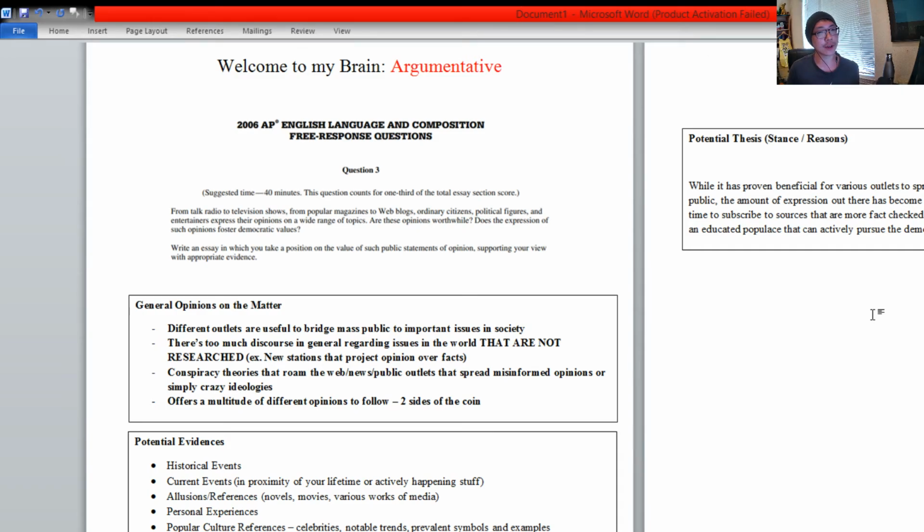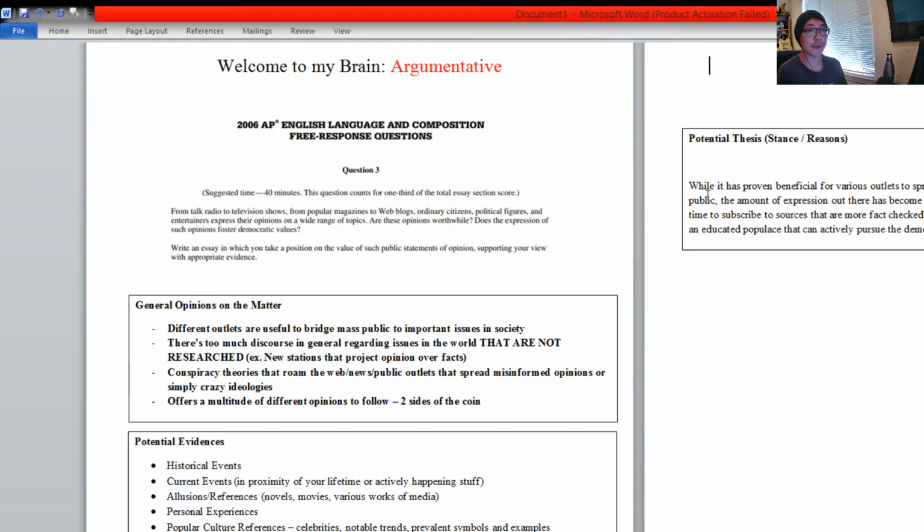Articulated? Articulate? Fact-checked, researched, and articulate. In the pursuit of achieving an educated populace that can actively pursue the democratic values as they were intended to be executed. I have a couple of tricky phrases in here that we'll need to touch on in my essay.